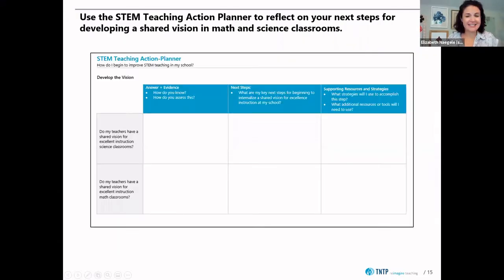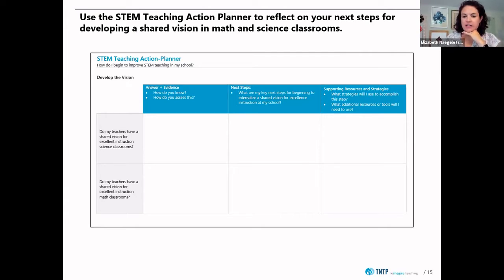I want to make sure that today and Thursday you have an opportunity to learn, to reflect, to discuss, but are also leaving with some ideas of what you want to do next, right? So if you're at a place where you maybe have a vision, but it's not shared, or you don't even have a vision drafted yet, but you want to get that done in the fall, I want to give you a place to capture those ideas and take them with you moving forward. So in your Google Drive folder, like I showed you, there's this STEM teaching action planner.